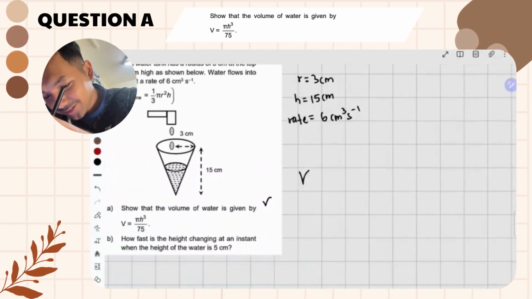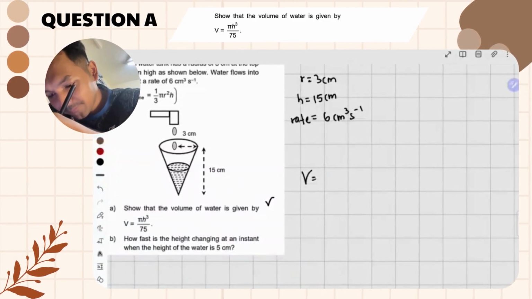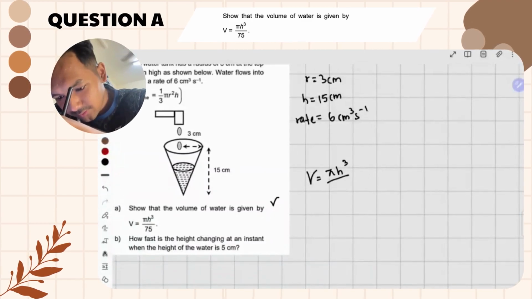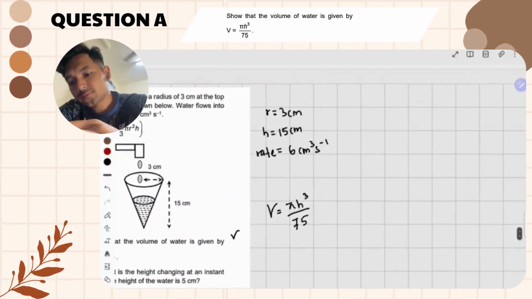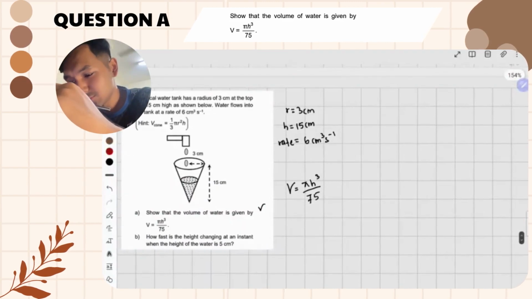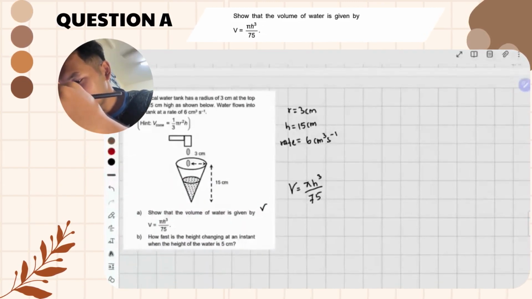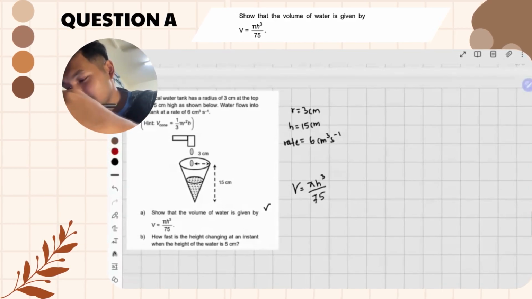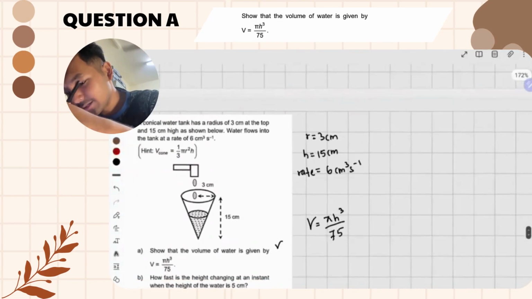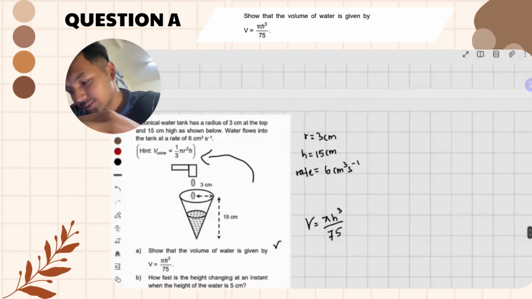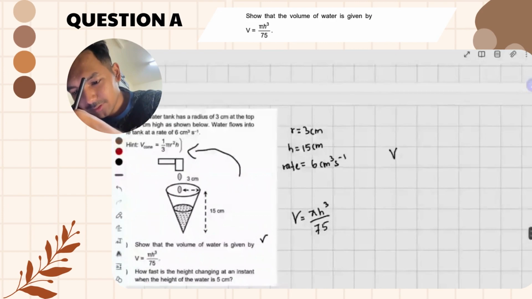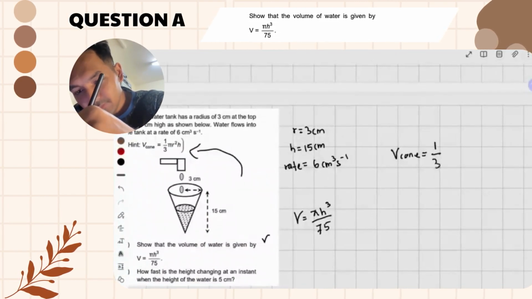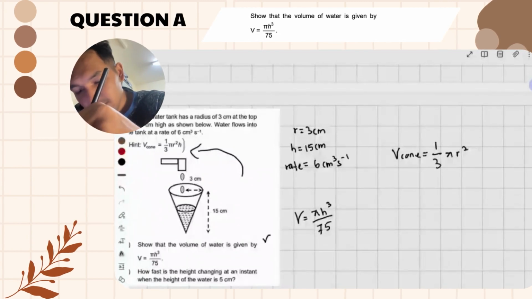So we need to show that the volume is like this, pi h³ over 75. Alright, so the first thing we need to do to solve this is to know what is the volume of the cone. The volume of the cone was given in this question, so we copy it down: volume of the cone equals 1/3 pi r squared h.